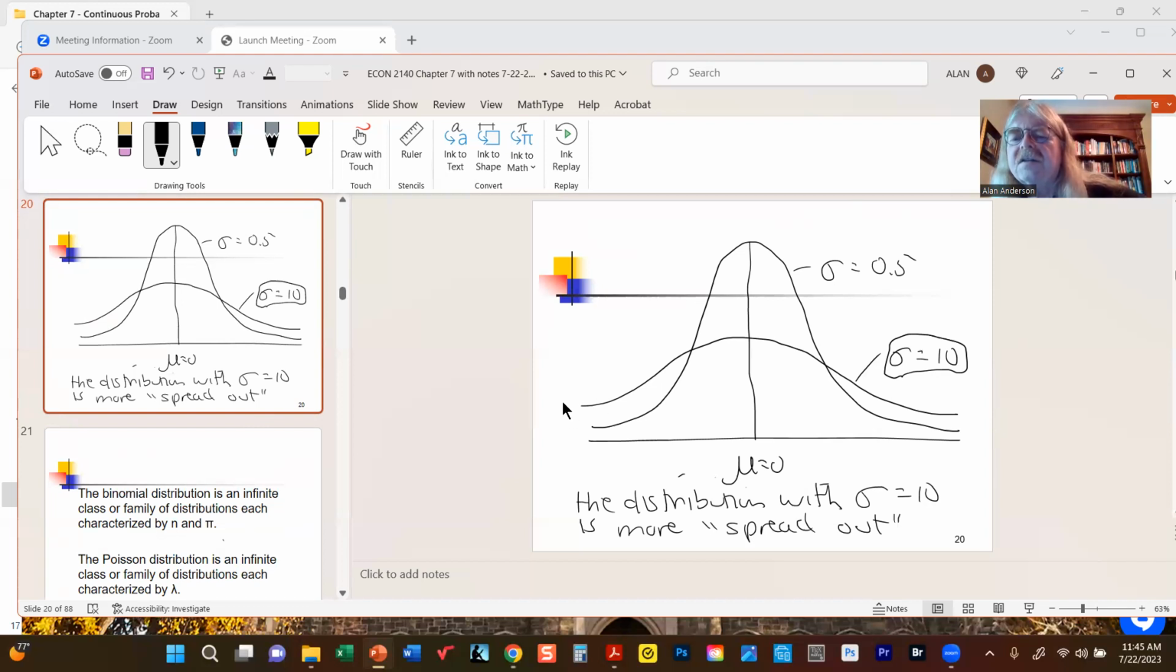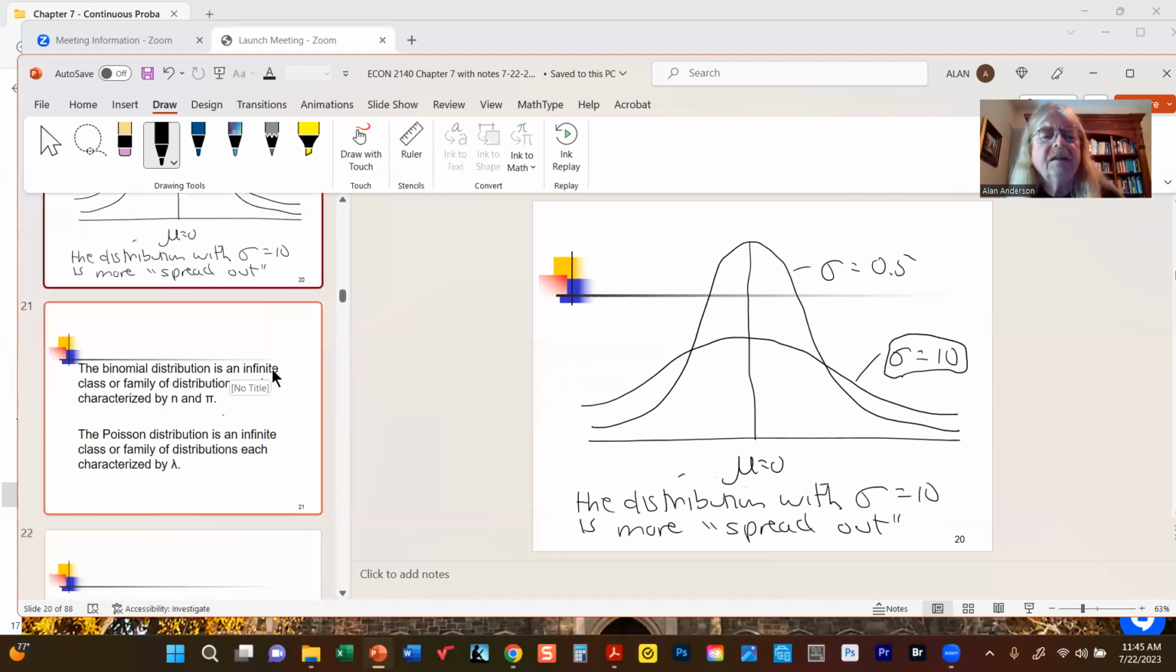So here you can see it's the standard deviation that's determining the actual shapes. In other words, how spread out are they? But they're always bell-shaped curves. In other words, that part never changes. The only thing that changes with the different standard deviations is how spread out the curve is.